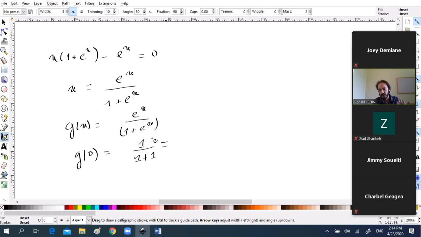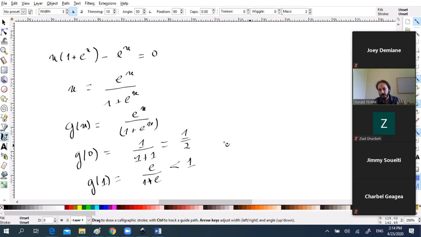Okay, so g of 0 is 1 over 1 plus 1. So this is equal to 1/2. And g of 1 is equal to e over 1 plus e. Okay, so this is also inferior to 1. Okay, so this is also between 0 and 1.